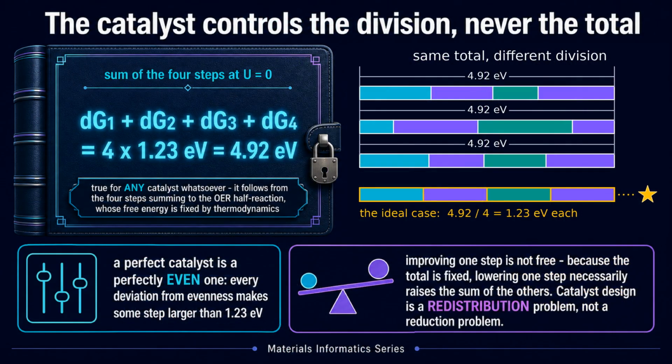Now the constraint. The 4 steps sum to the overall half reaction, whose free energy is fixed by thermodynamics and reads, per electron, as 1.23 electron volts. So for any catalyst whatsoever, the 4-step free energies at 0 volts sum to 4.92 electron volts. Read that carefully. The catalyst controls how the 4.92 is divided among the 4 steps. It does not control the total. A surface cannot make oxygen evolution cheaper. It can only make the 4 installments more evenly sized. Design is a redistribution problem, not a reduction problem.